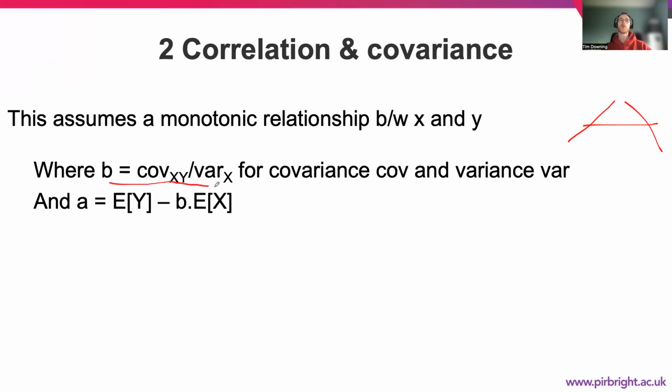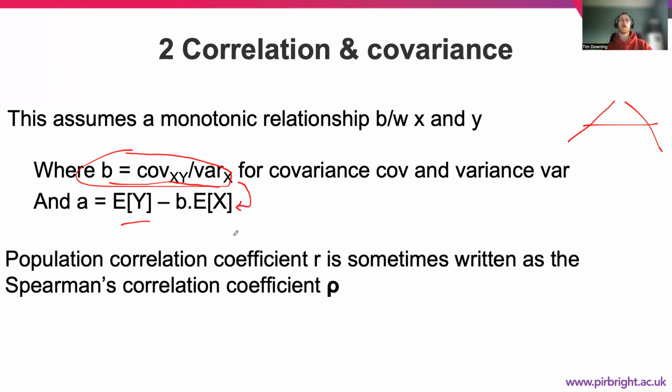So B is our estimate of the slope, which is the covariance of x and y together divided by the variance of x. And we can estimate A from this, from the mean of y minus B, the slope, times the mean of x. So we're able to estimate, maybe using least squares regression, the value for B and infer A from that.